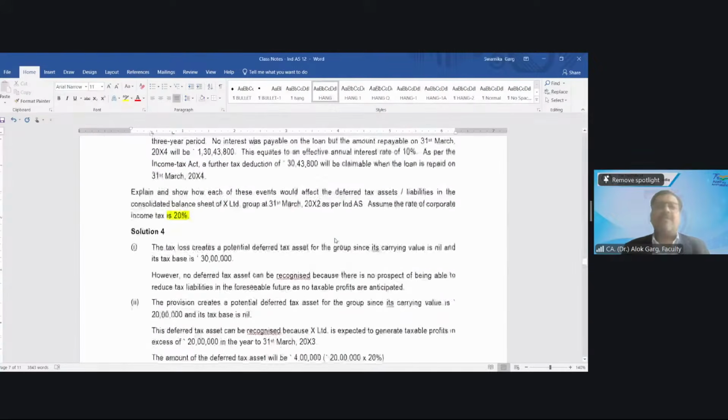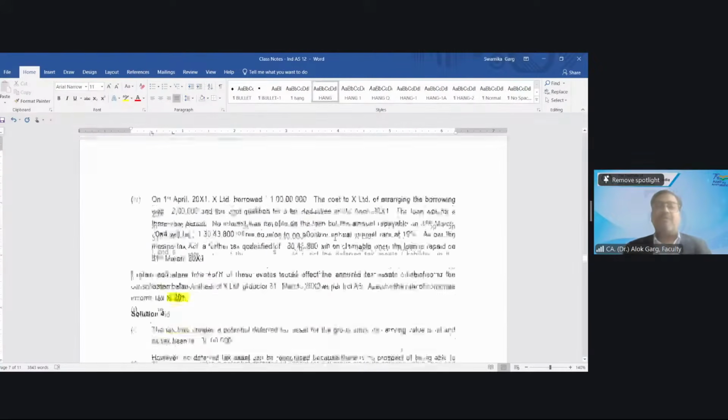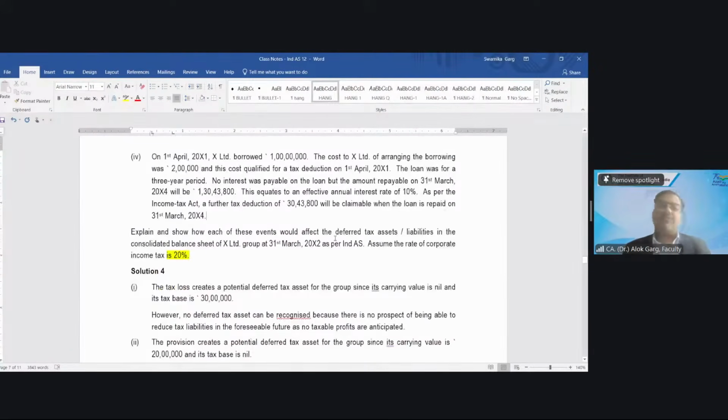Yes, sir. Now, question number 4. On 1st April, X Limited borrowed how much? 100 lakh rupee, 1 crore. The cost to X Limited of arranging the borrowing was 2 lakh rupee. My incidental cost is 2 lakh rupee, and this cost qualified for a tax deduction on 1st April 2001.